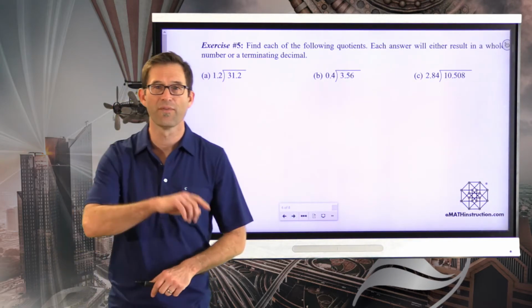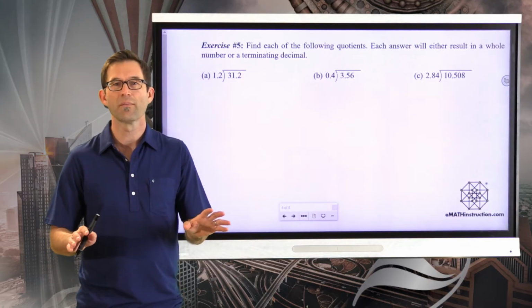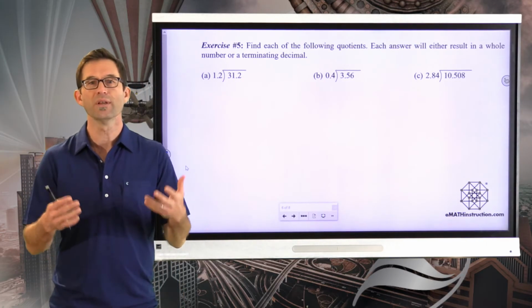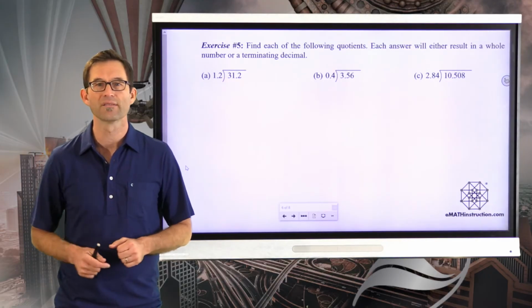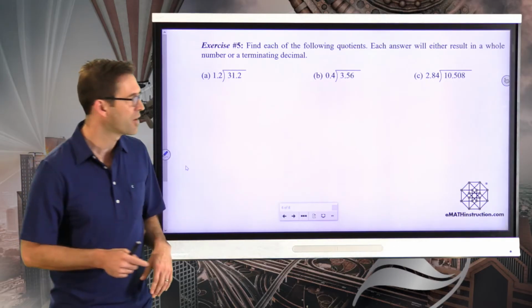All right, exercise number 5. Find each of the following quotients. Each answer will result in either a whole number or a terminating decimal. Again, we'll get to non-terminating decimals in just a bit, but we want to find each of the following quotients. So let's do letter A together and then have you practice on letter B and the tough one, letter C, on your own. Let's do letter A together.